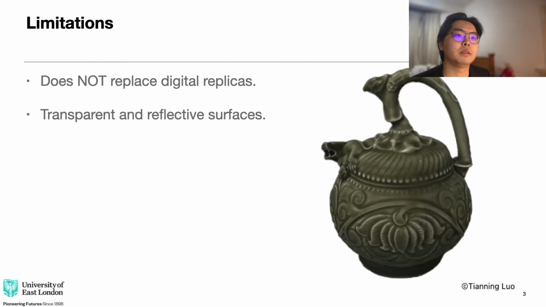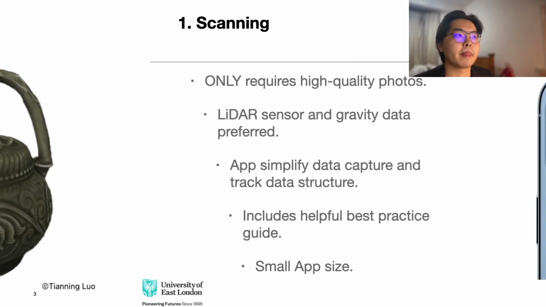First, let's set some boundaries. The project does not aim to produce digital replicas that museums use to archive their relics. Materials like glasses and mirrors are unsuitable for this workflow. With that out of the way, let's take a look at this workflow.